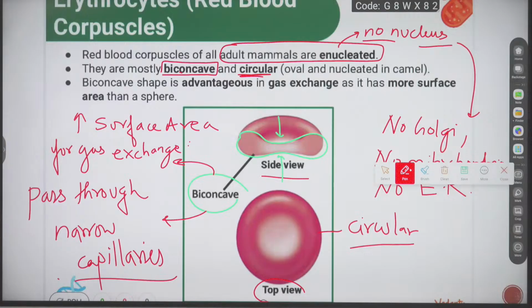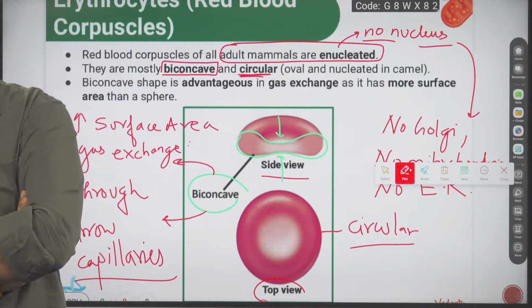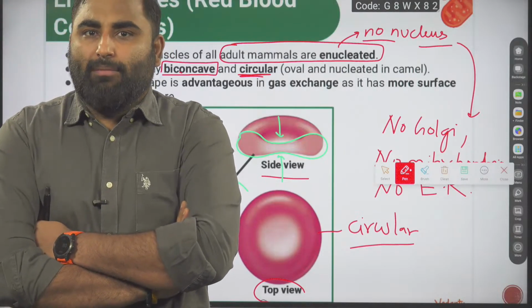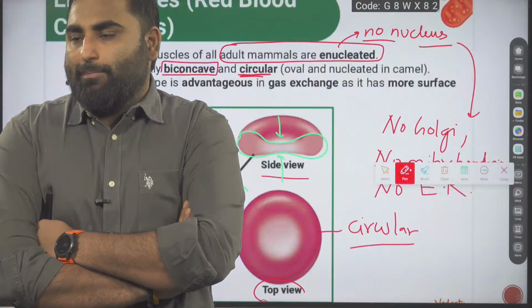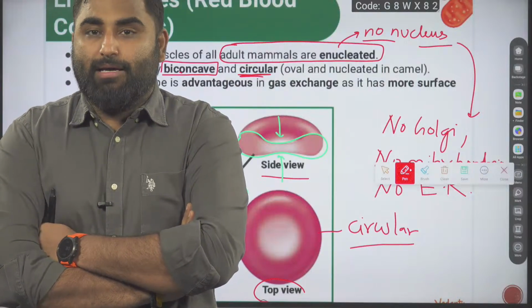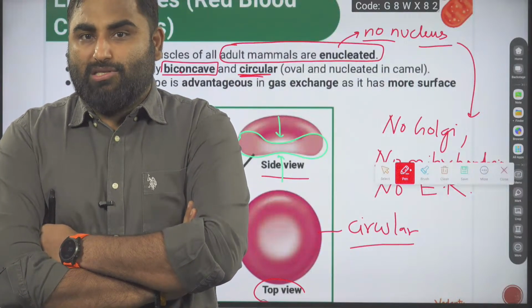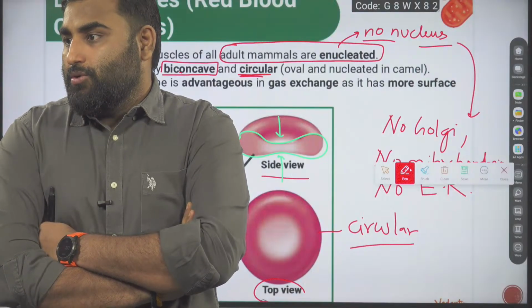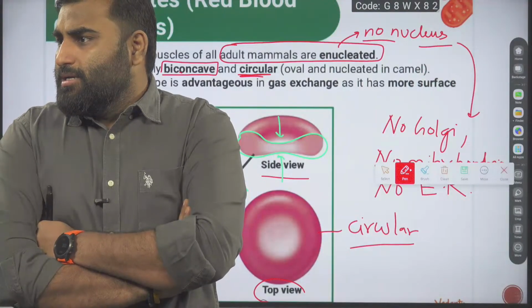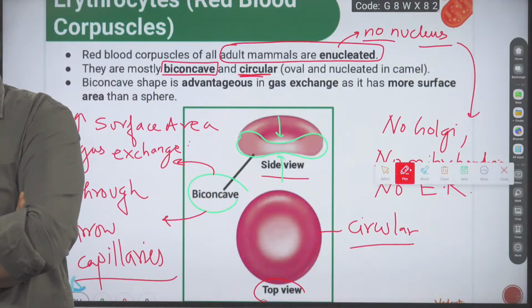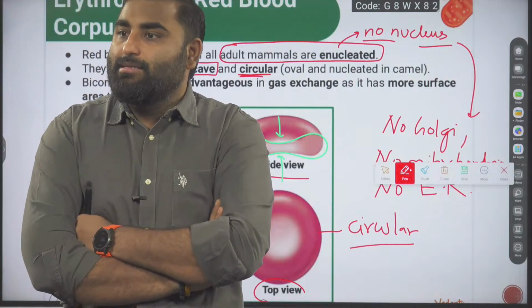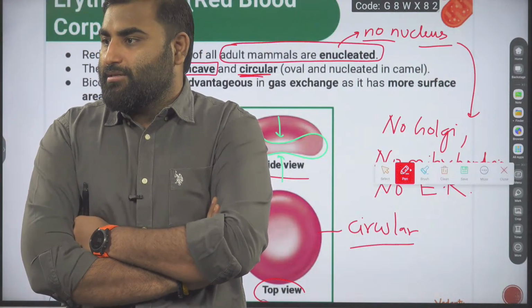Sir, if there is deformation in the RBC, will it lead to mental problems? It will not lead to mental problems, but other problems may occur, like in sickle cell anemia, thalassemia, the structure is damaged. Sir, what happens if hemoglobin is absent? If hemoglobin is absent the person will die, right? Because there is nothing to carry the oxygen.